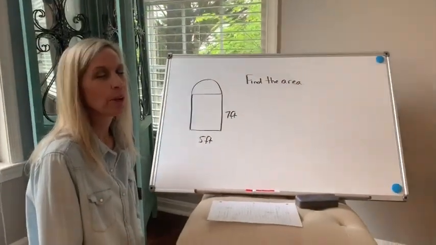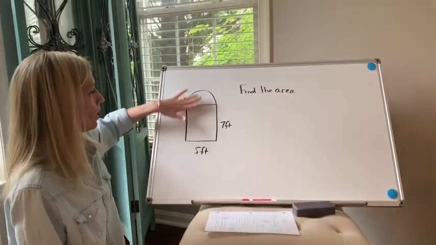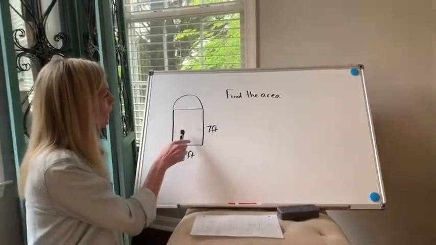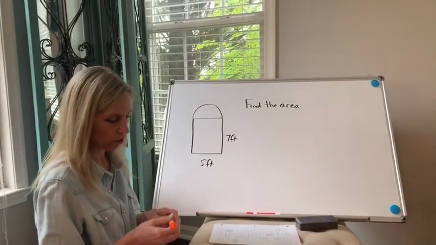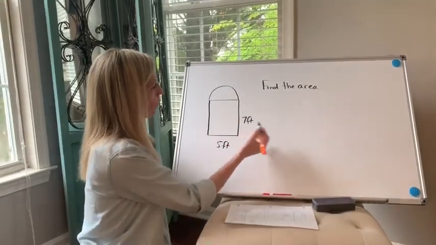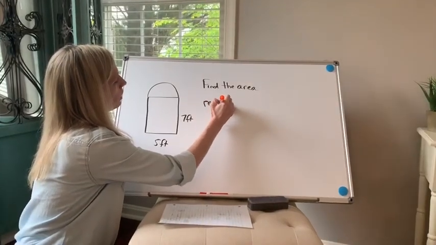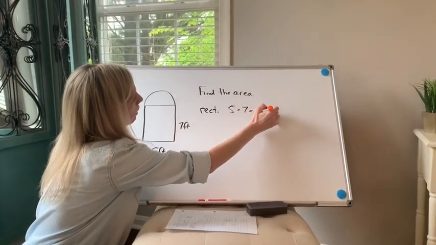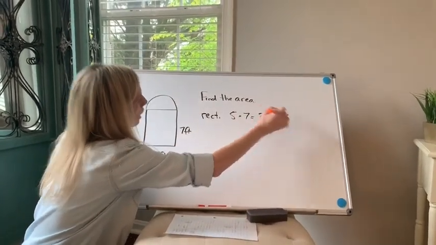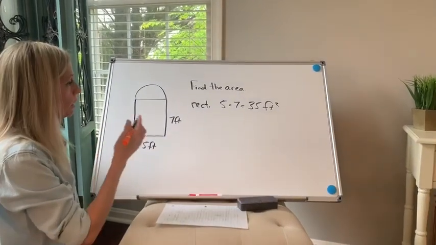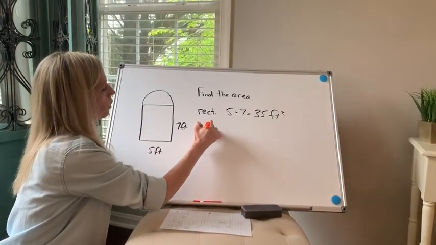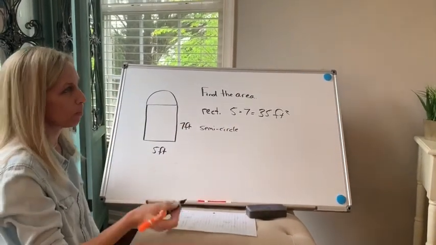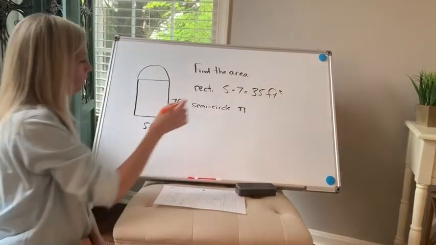For the last problem, we are going to find the area of this entire composite shape here. So we have a rectangle, and then we have half of a circle. So we want to look at the rectangle first. And we're going to take length times width, so that would be 5 times 7, that's going to be 35 feet squared. And then for the semicircle here, we want to take the full area of the circle, so that would be pi r squared. So we do need to figure out what r is here.